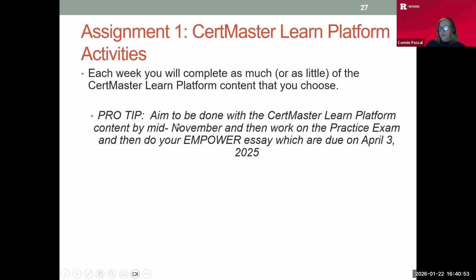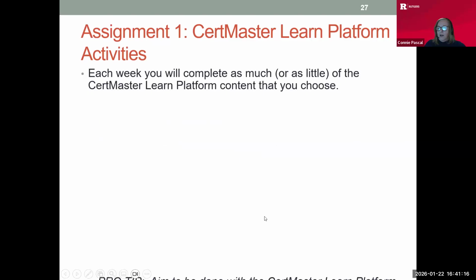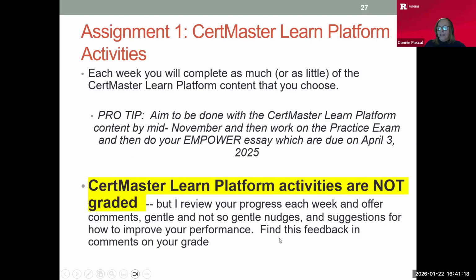I also missed mid-November. So you should aim to be as far as you possibly can by March 23rd in the course itself so that you can start working on the practice exam. Again, that kind of speeds things up a little bit. Don't panic, again, because we have worked it out so that the practice exam shouldn't be terribly stressful. Again, these are not graded.